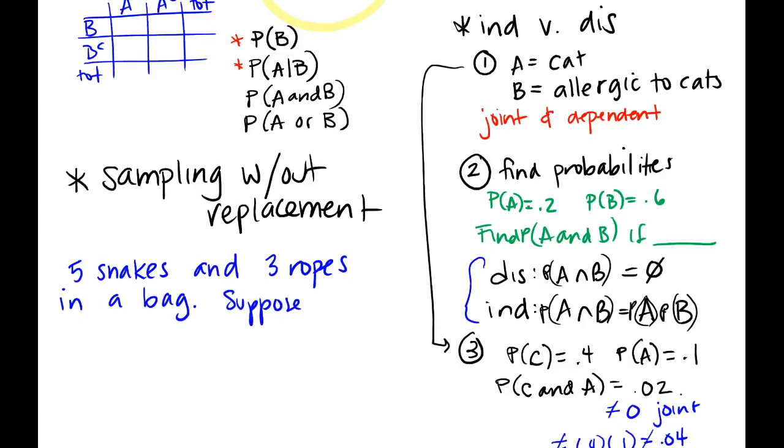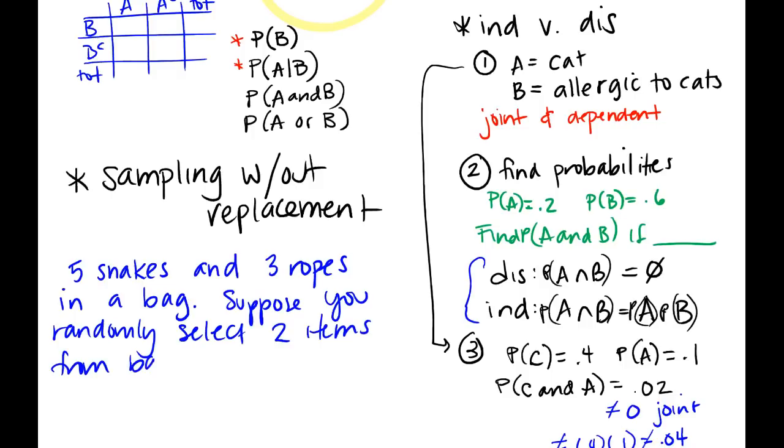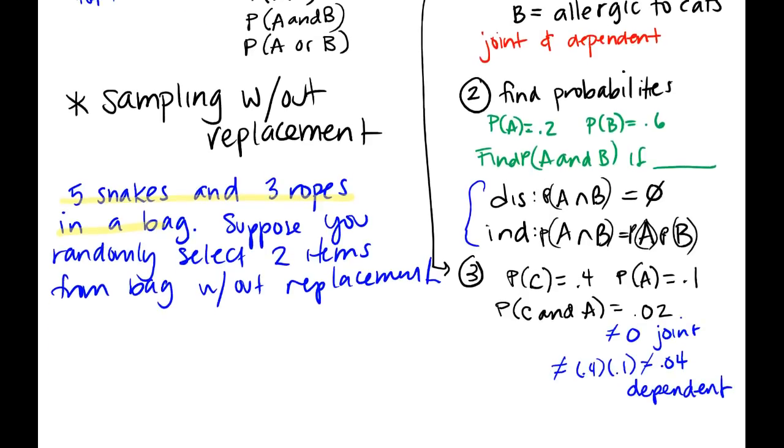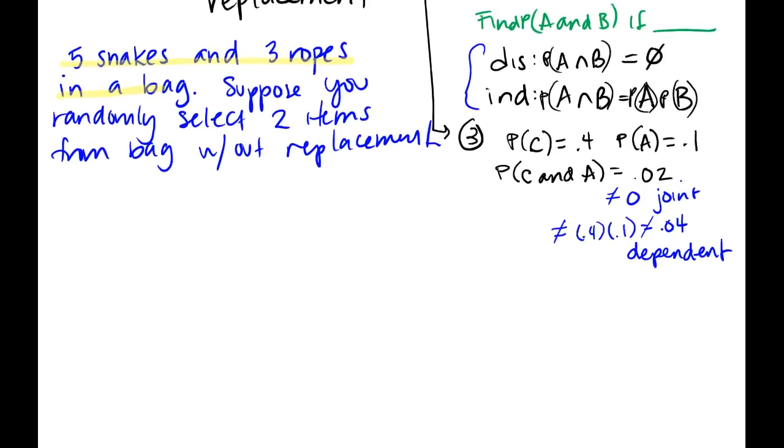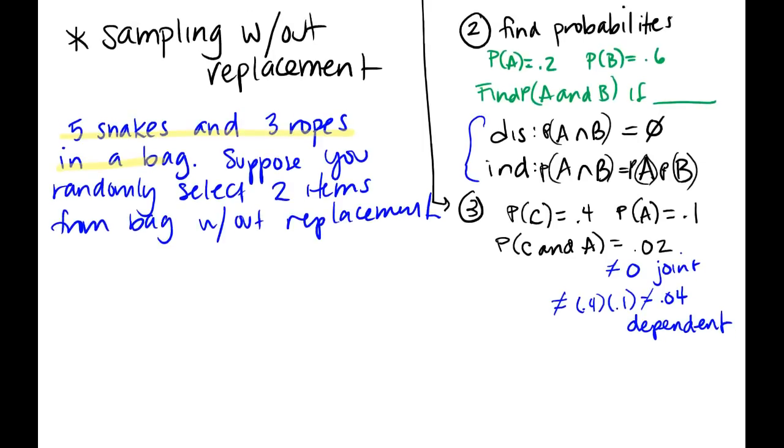Suppose you randomly select 2 items from the bag without replacement. So already you know what's going on, even without this last piece, because I've told you about a number of things in a bag. So you're going, okay, snakes and ropes, got it. Now there are 5, I think, different questions I could ask you about this. Almost all of them are going to be a lot easier if you just write out what's going on. I've got 5 snakes, and then I've got 3 ropes.